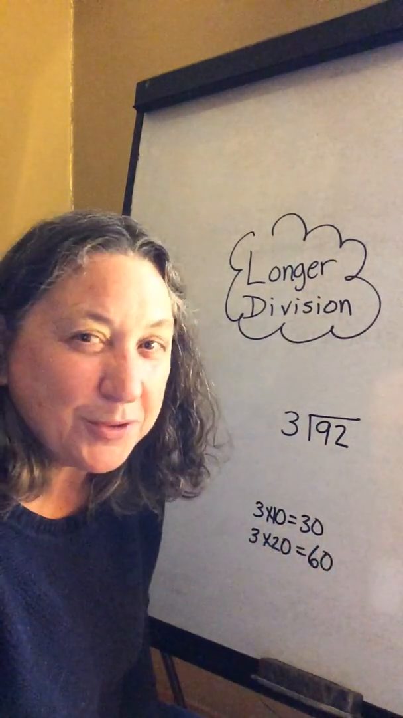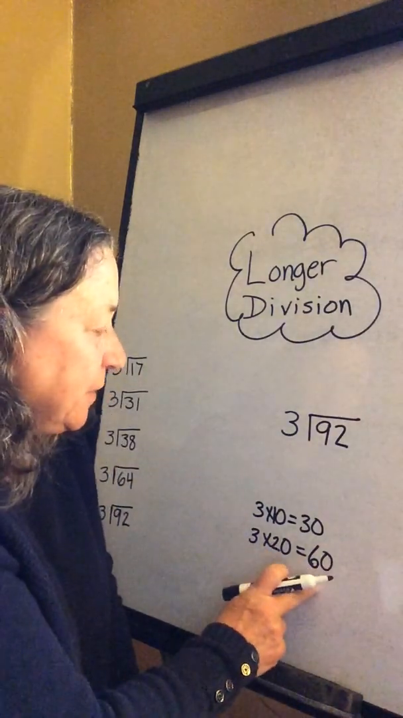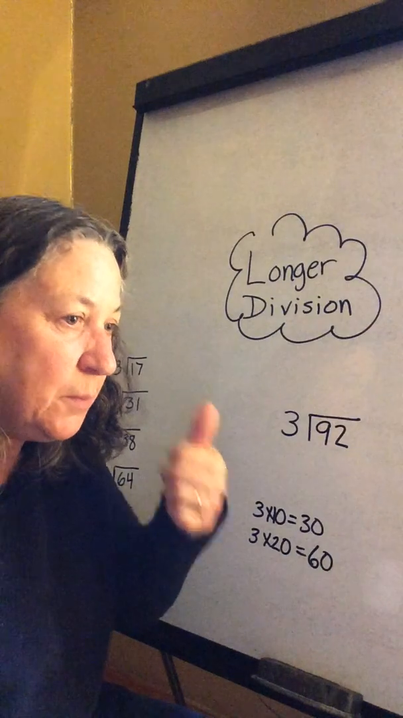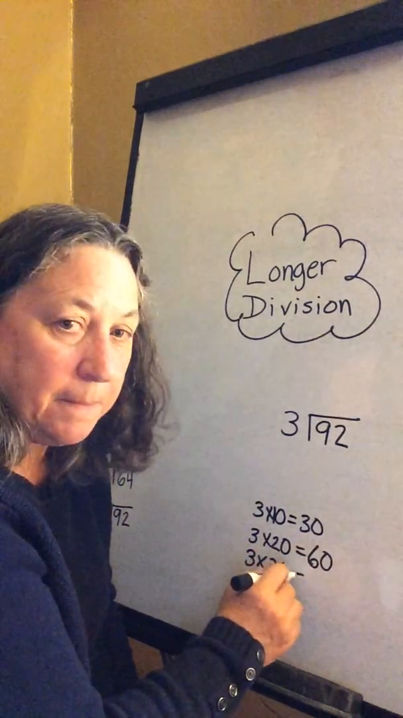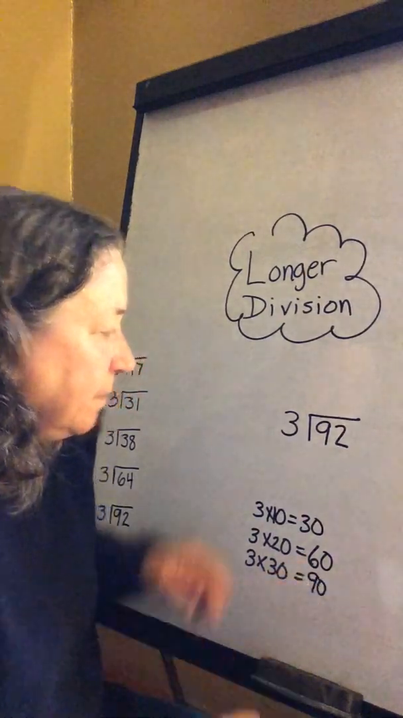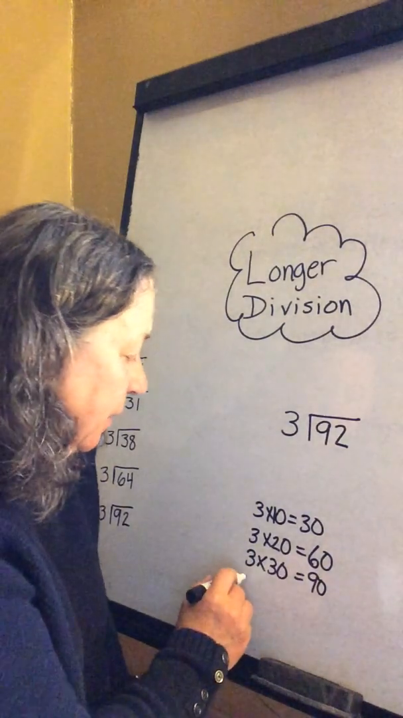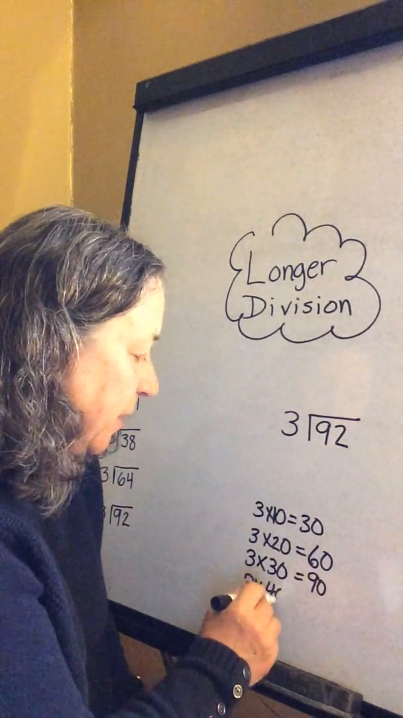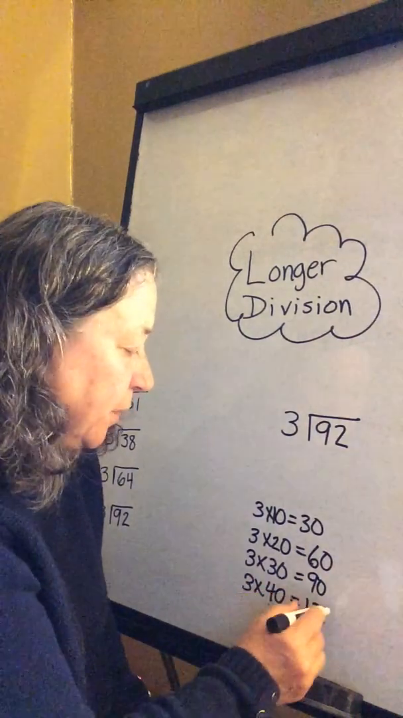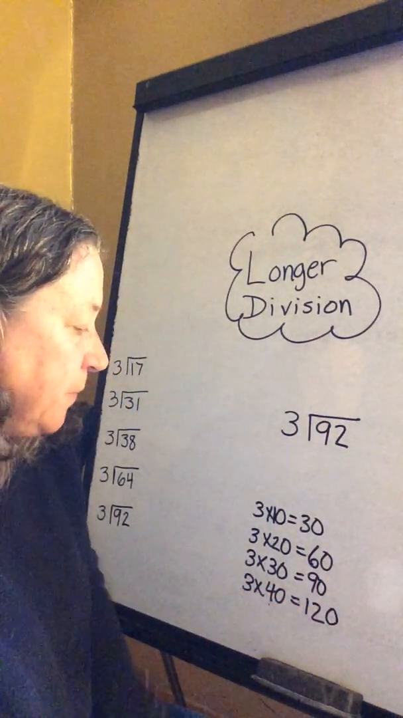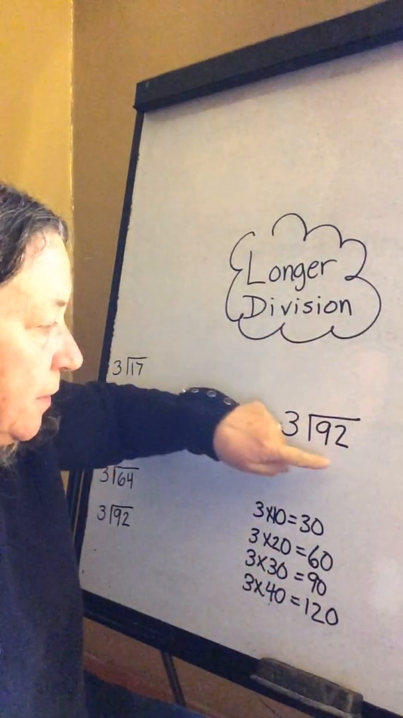That's why we spent so much trouble learning that at the beginning of the year. See how helpful it is? Will 60 fit here? Yep. I wonder if I can get closer. 3 times 30 is 90. Oh, that's very close. Just to check, 3 times 40 to make sure I can't get closer. 3 times 4 is 12. 3 times 40 is 10 times bigger, 120. So that's too big. So 3 times 30 is 90.